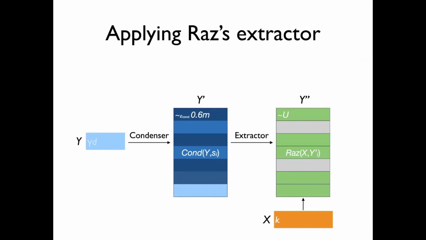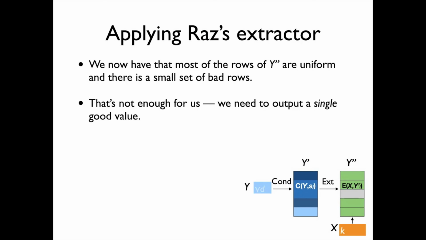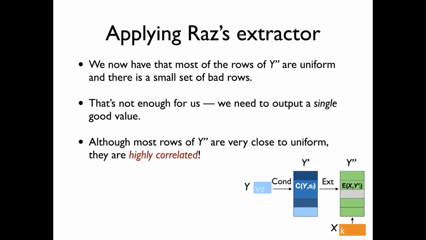Okay, so this is the construction up until now. And up until now, we have that most of the rows of Y double prime are uniform, or close to uniform, and there is a small set of bad rows, coming from the set of bad rows in Y prime. But that's not good enough for us, because we need to output a single good value. Now, although most rows of Y double prime are very close to uniform, they are highly correlated.